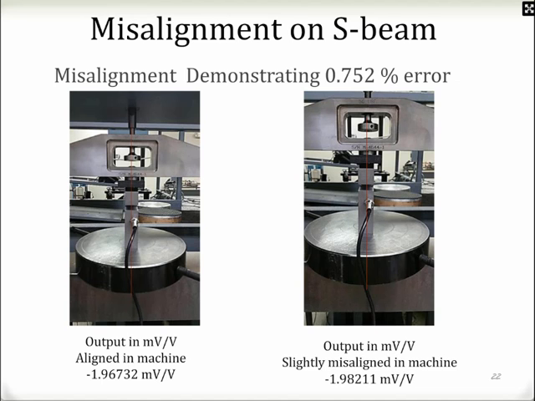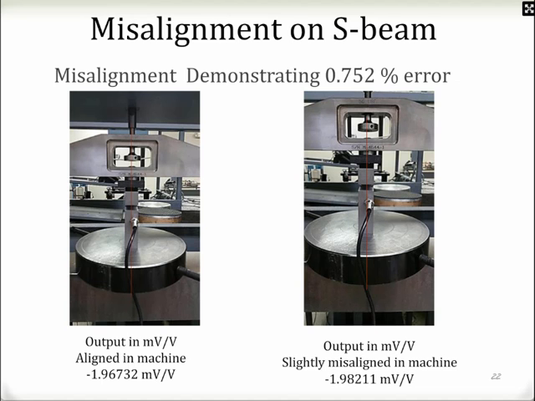The next potential measurement error is misalignment. This is a misalignment test. We shot a video a long time ago, and I recreated this the other day in particular for this webinar. This is a misalignment demonstrating 0.752% error. The picture on the left is an S-beam load cell aligned in compression in our 12,000-pound dead weight machine, and the picture on the right is the same specimen, slightly misaligned.